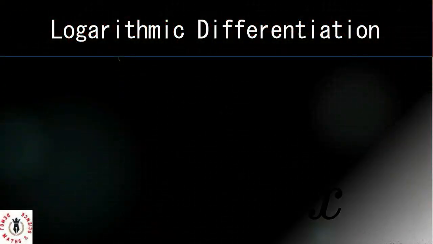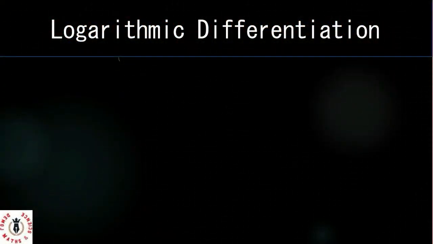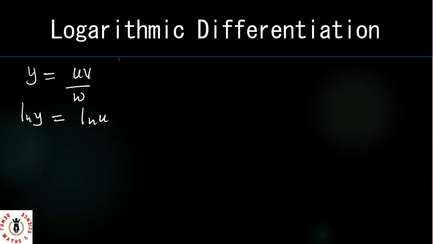Welcome back. As a rule of thumb, we apply logarithmic differentiation when we have three functions. Take for example, if I have y equals uv over w. Now, if I introduce ln to this, the ln of y will be the same thing as the ln of u plus the ln of v minus the ln of w. This is just from basic logarithms.